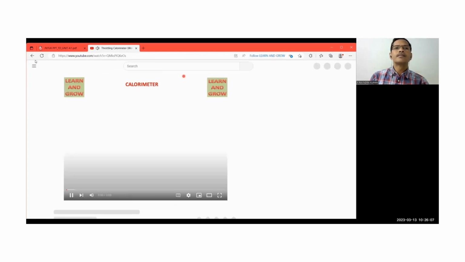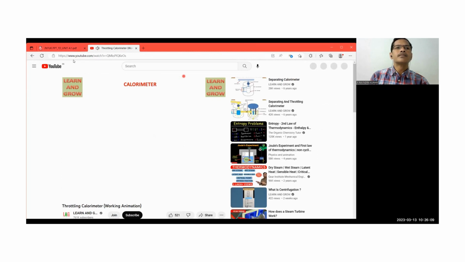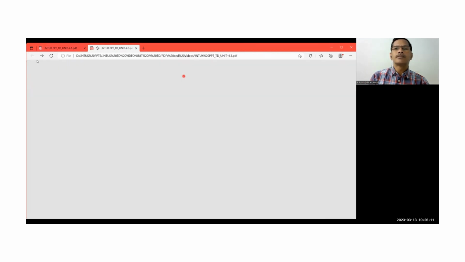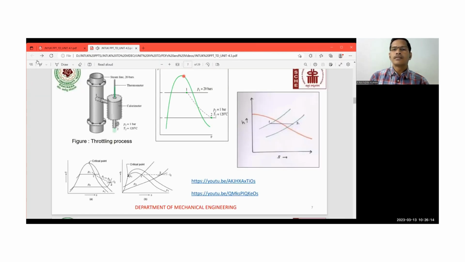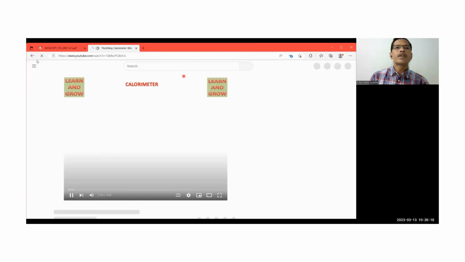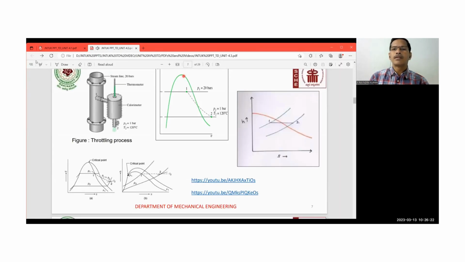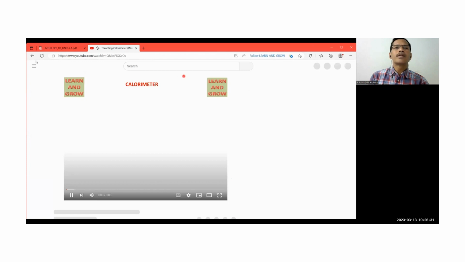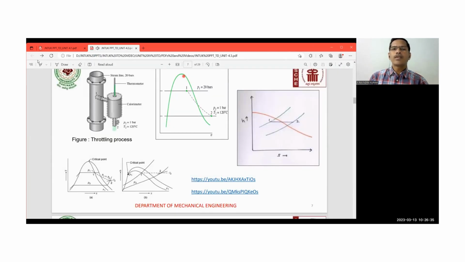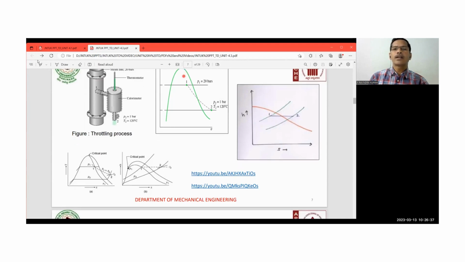Today we will discuss the throttling calorimeter. Okay, so this is how the things are connected.